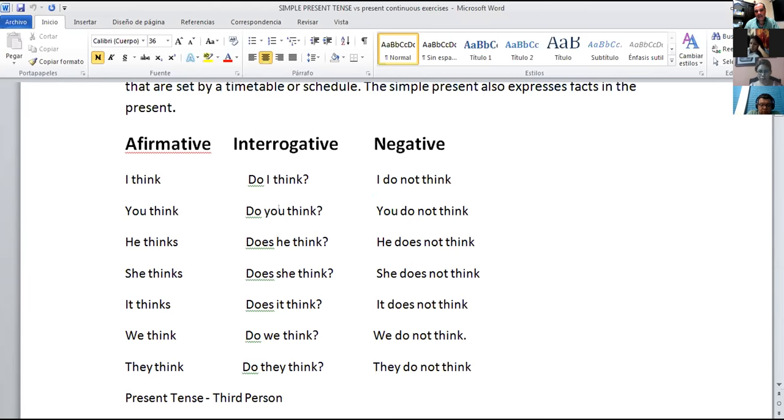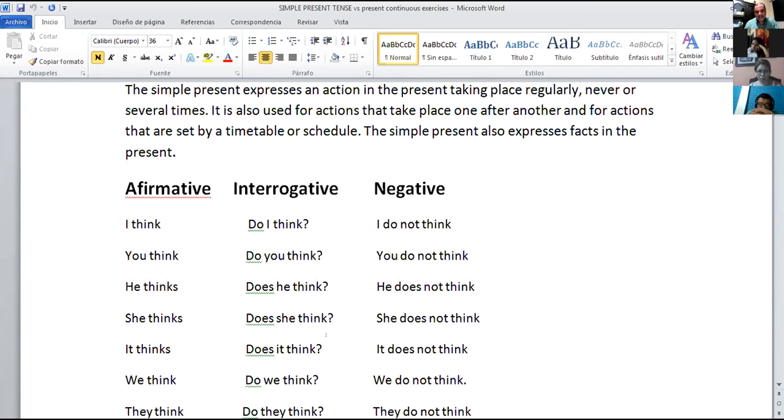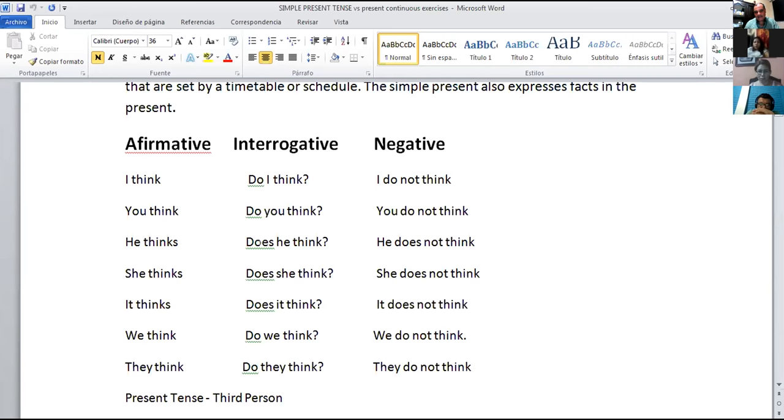Now, how to make questions? For I, you, we, and they, we use do. Do I think? The do goes before the subject. So, do I think? Do you think? Do we think? Do they think? And for third person singular, does he think? Does she think? Does it think? Only for third person singular. That means he, she, and it.